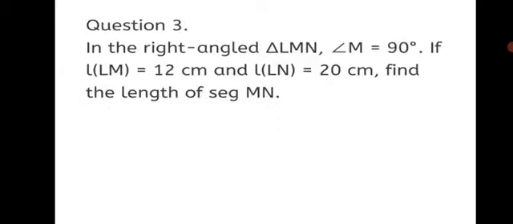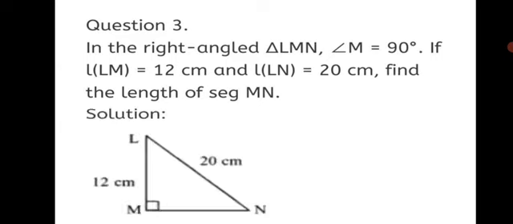Question number 3. In the right angle triangle LMN, angle M is equal to 90 degree. If length LM is equal to 12 centimeter and length LN is equal to 20 centimeter, find the length of seg MN. So let's draw a triangle LMN where M is 90 degree. We can see here M is 90 degree, and because of that we have named the other vertex as L and N respectively of the triangle.